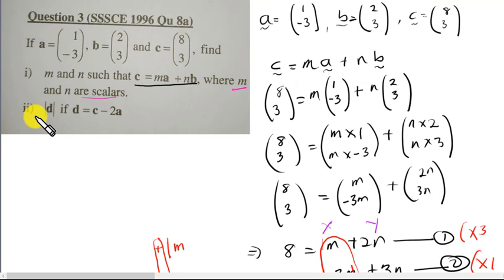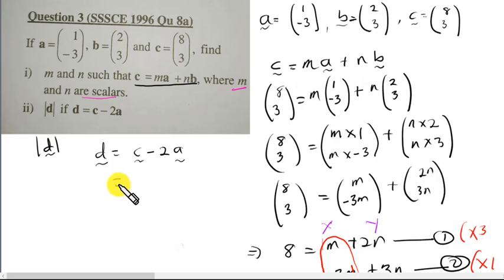Now we go to the II. It says find the magnitude of this vector. All right, so it says that we are to find this, and this means magnitude of the vector d if d equals this. So first we need to find vector d, which is equal to vector c minus 2 times vector a. Now vector c is giving us 8, 3, so we put 8, 3 here.